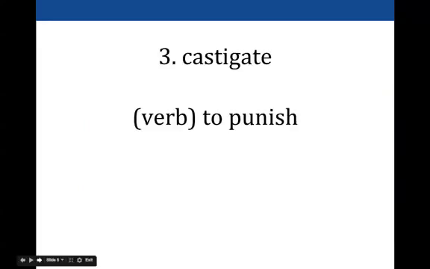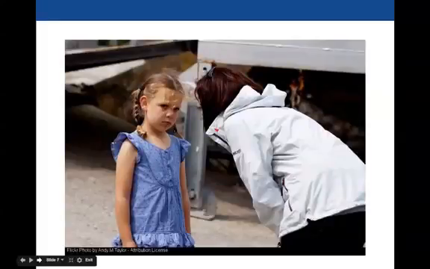Third word is castigate, and castigate is a verb, and it means to punish. Whenever you're punishing someone, you could say that you are castigating them. I have a picture here of a young child, clearly not happy because her mother seems like she's giving her a little lecture, or she's getting punished, or she's being castigated for some behavior that was not okay.